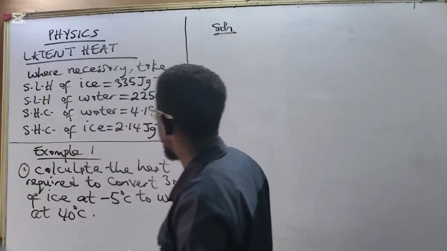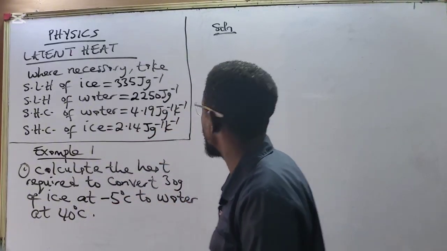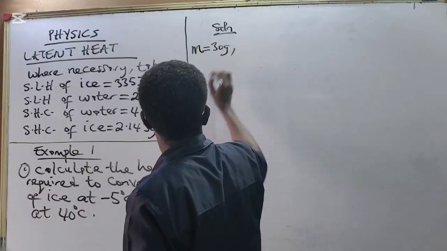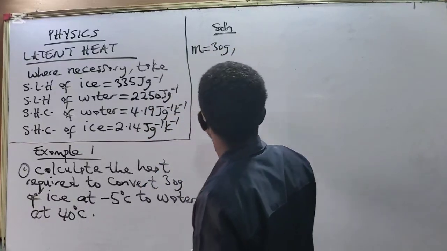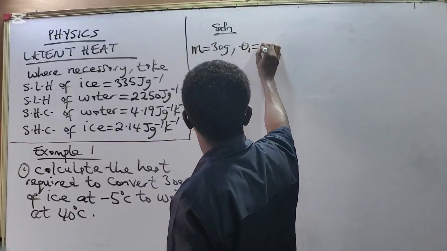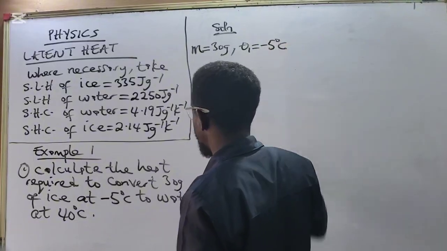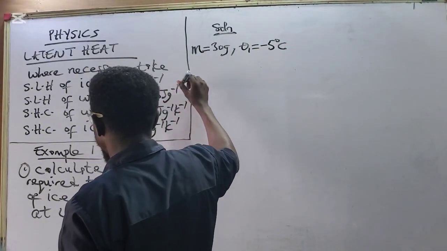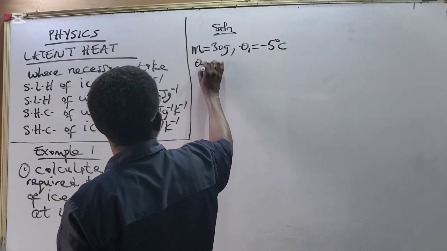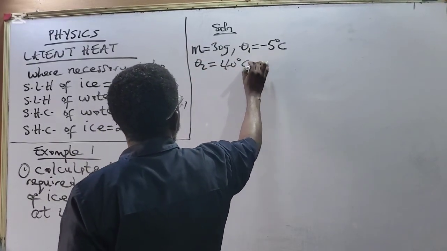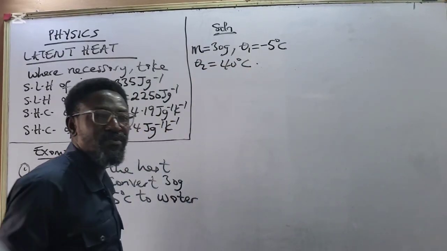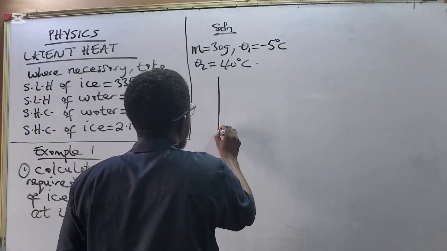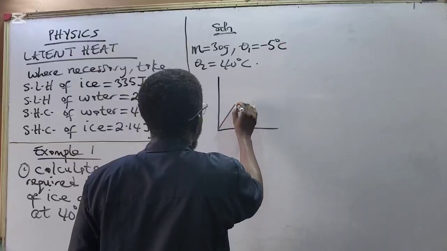Now it says calculate the heat required to convert 30 grams of ice. That's the mass of the ice, 30 gram, at minus 5 degrees C. The initial temperature is minus 5 degrees C, to water at 40 degrees C. Now 40 degrees C represents the final temperature. So from what we did in our previous class, I'll draw this diagram.